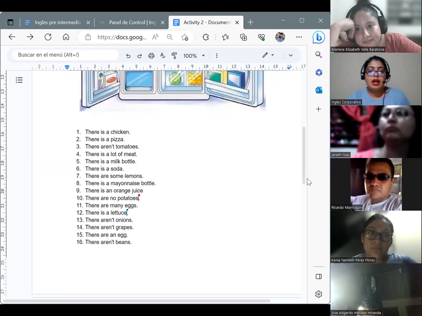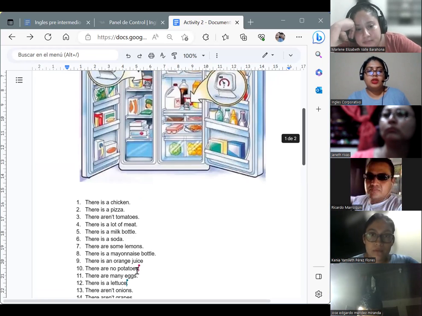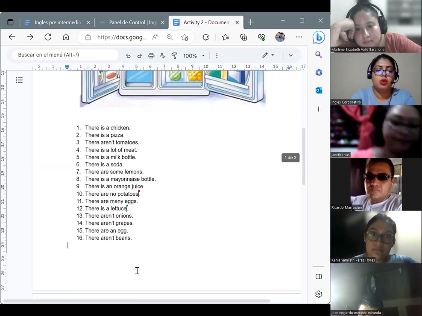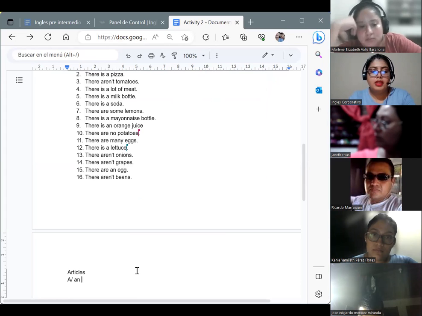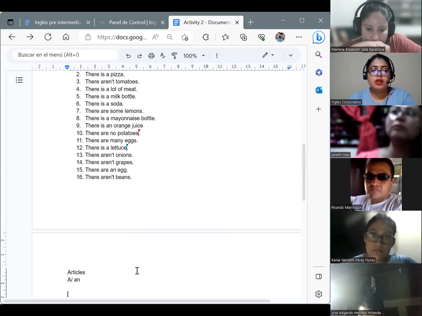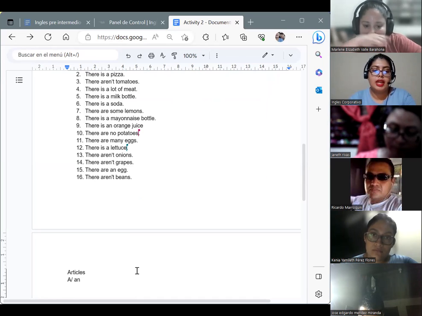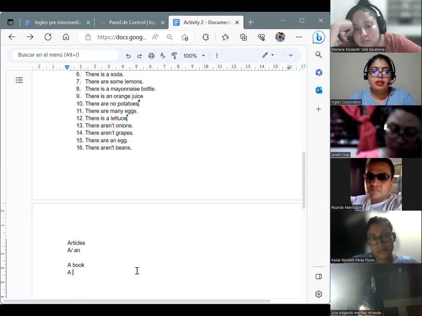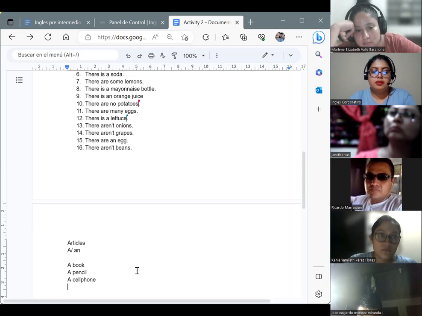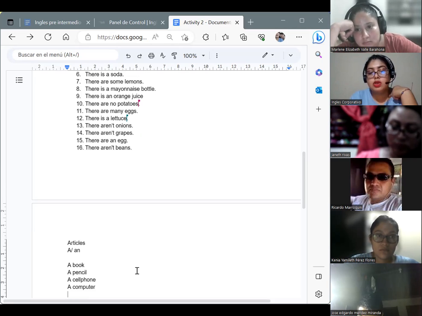También tenemos el uso del a, el an, que en este caso, cuando yo tengo, pues escribirlo por acá, los artículos, articles, that is a, an, I have a specific use for all of them. Si yo tengo un nombre que comienza con consonante, yo voy a utilizar a. A book. A pencil. A cell phone. Todos los nombres que vayan en inicio consonante o sonido de consonante.